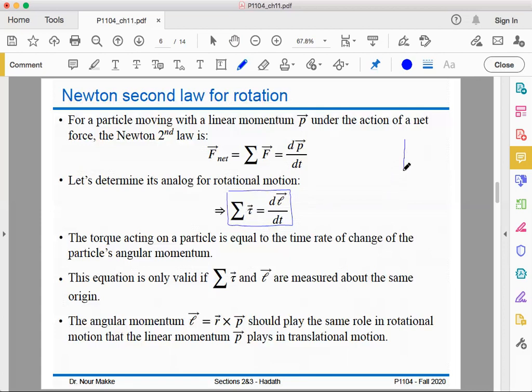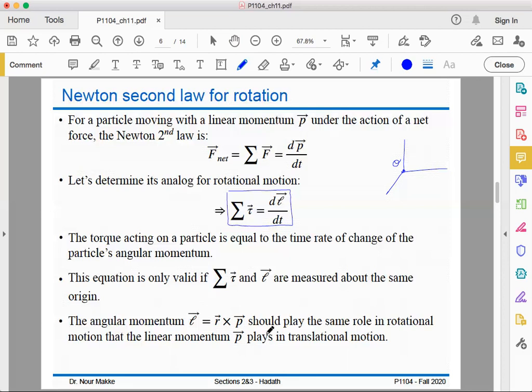يعني إذا كان عندكم particle عم تبرم بالنسبة لـ given point O, both tau and L should be measured with respect to this O. And finally, the angular momentum L, which is defined now as the vector product between the vector position of the particle and the linear momentum of the particle, should play the same role in rotational motion as the linear momentum P plays in translational motion.